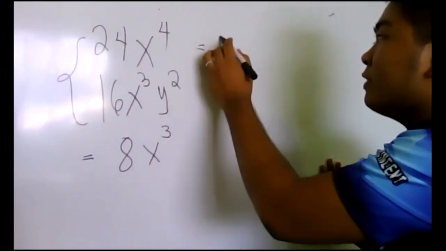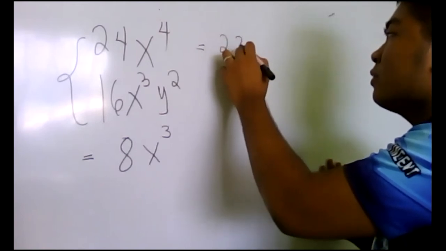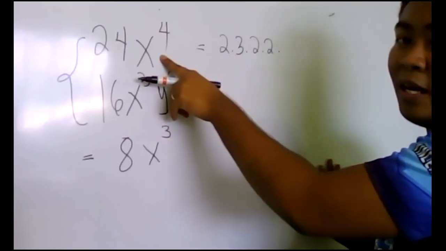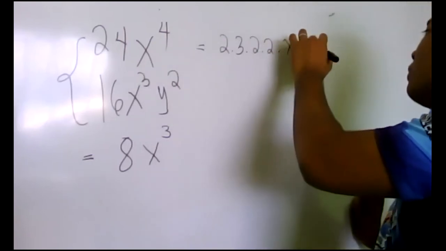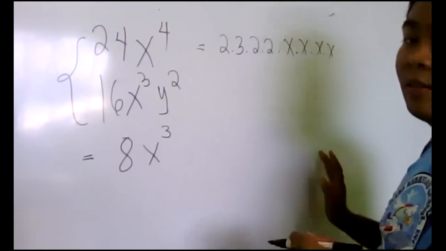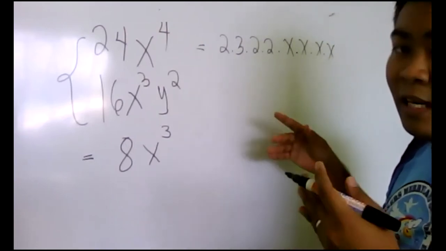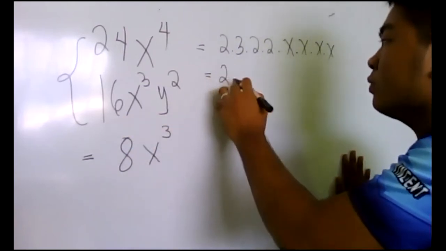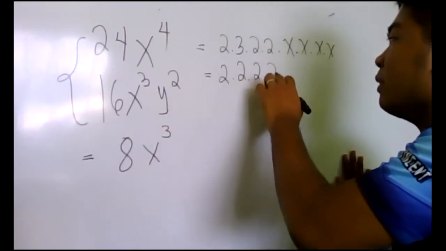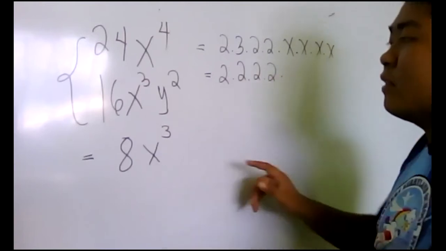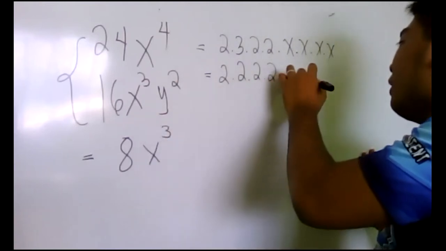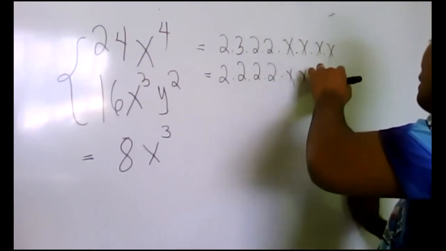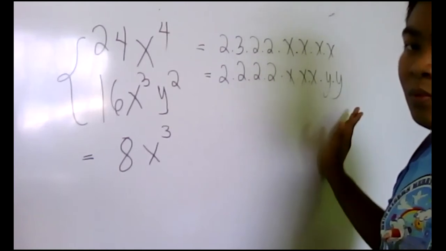Bakit? If we factor this out, we have 2 times 2 times 3 times 2 times 2 times. How many x are there? 4. 1, 2, 3, 4. Ganito lang din. This is the other way of getting it. So 16, 2 times 2 times 2 times 2 times. How many x are there? Therefore, we have 3 x's. And how many y's are there? There are 2.